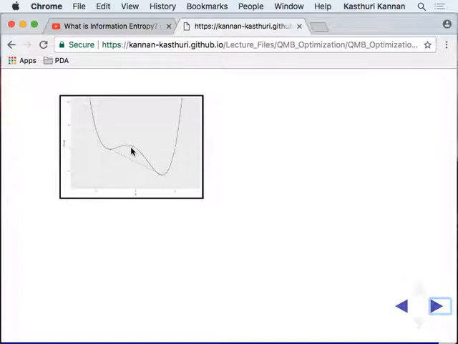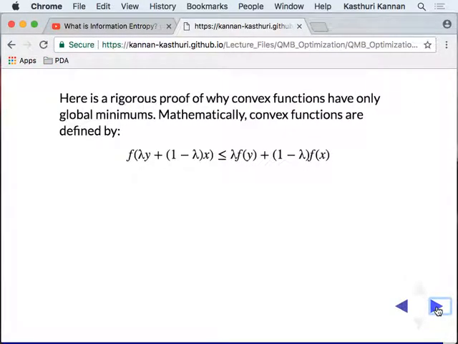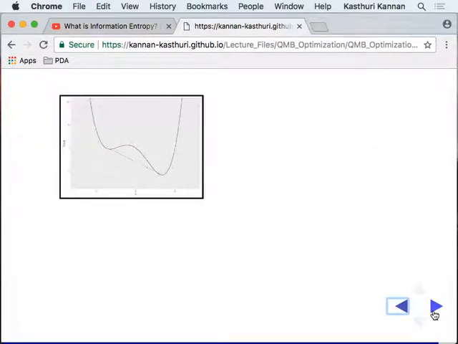For a non-convex function, this kind of thing happens, but for a convex function, the graph should always lie below these two, so they can't have any two minima. For all convex functions, you can take it for granted that you're nice, you're good to go. You don't have to worry about all these headaches and multiple minima, because the global minimum is going to coincide with the local minimum.